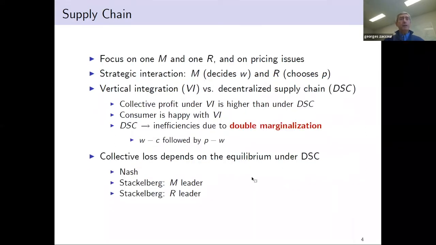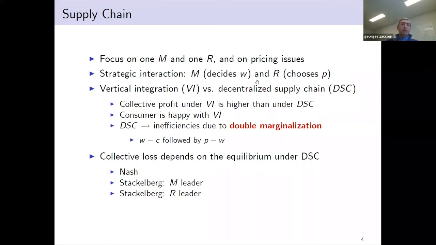Now, let me focus from now on the most studied case, where we have one manufacturer and one retailer, and suppose that we are interested only in pricing decisions. We have strategic interaction here because the manufacturer is deciding on the wholesale price and the retailer is reacting by choosing the price to consumer. And this type of interaction is called vertical interaction.